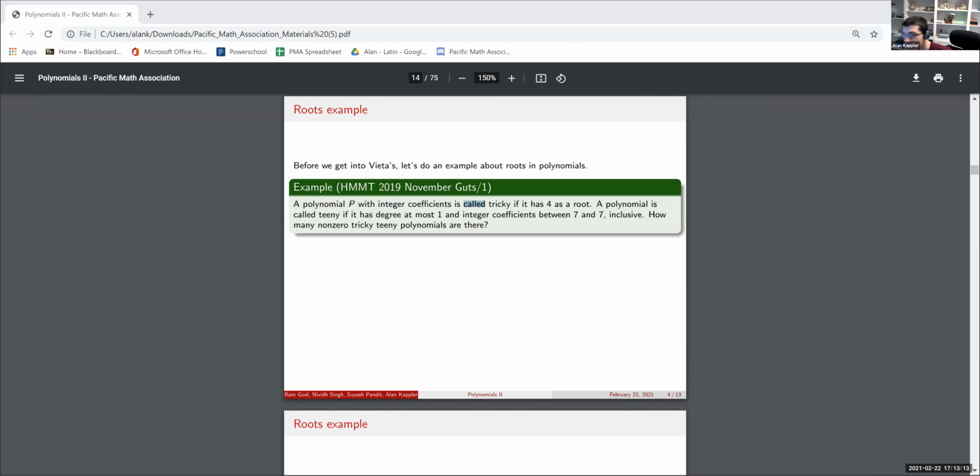Whoops, sorry about that. So we have a polynomial p with integer coefficients, and it's called tricky if it has 4 as a root. And a polynomial is called teeny if it has degree at most 1, and all its coefficients are between -7 and 7. So how many non-zero tricky teeny polynomials are there?